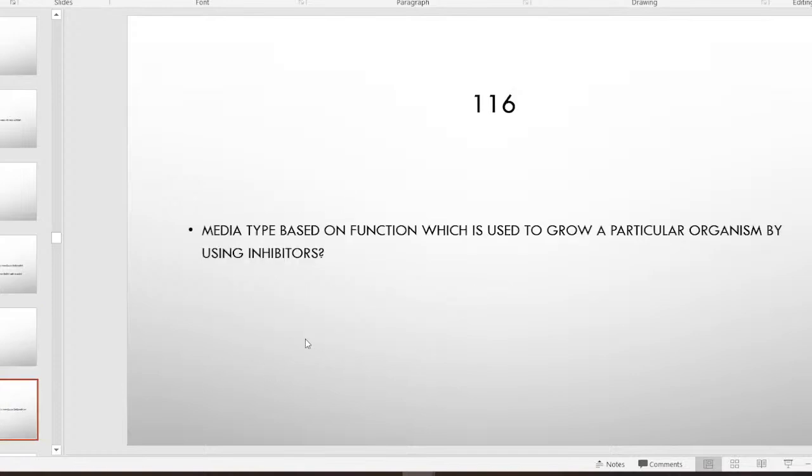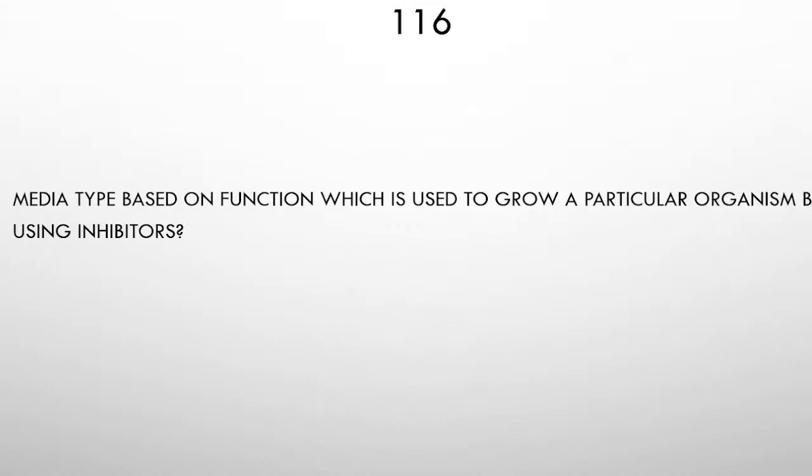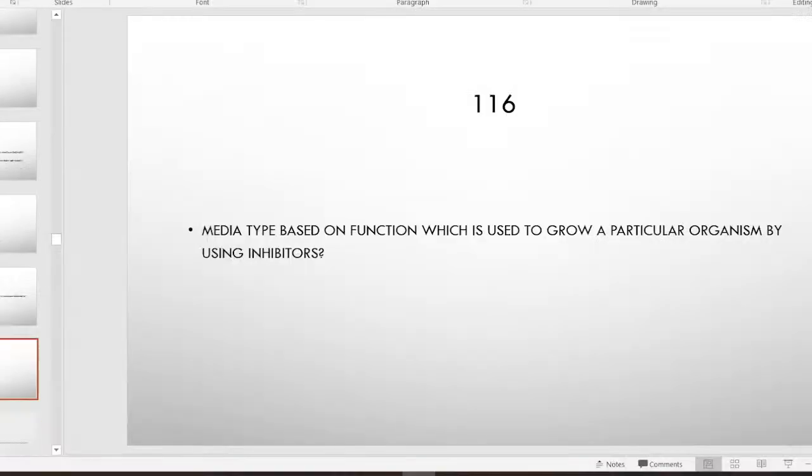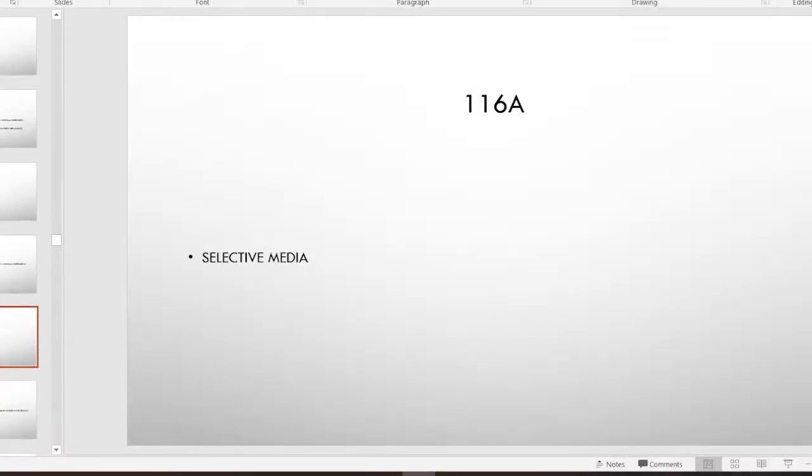Now, let's move on to culture media based on function, which is used to grow a particular organism using inhibitors. I've mentioned this before, selective medium. What selective medium did you guys mention before? MacConkey agar, right? MAC or MacConkey agar. Why is it selective? It is selective for gram-negative organisms.